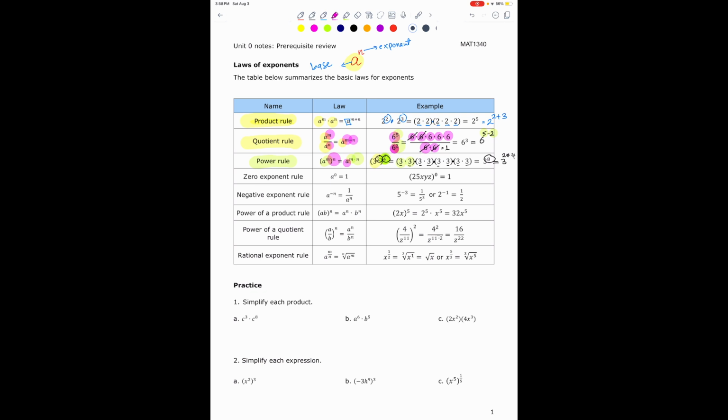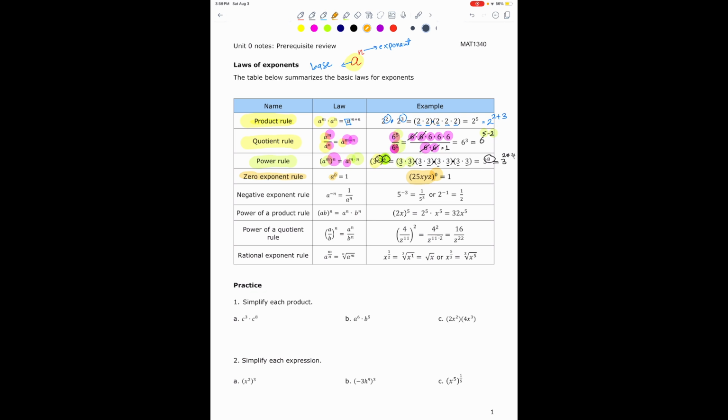The next rule here is the zero exponent rule. The zero exponent rule states that if you have an expression and you raise that expression to the 0 power, the answer is going to be 1. It does not matter what that expression is. It's always the case. If you raise any expression to the 0 power, the answer will be 1. For example, 25xyz raised to the 0 power is equal to 1.